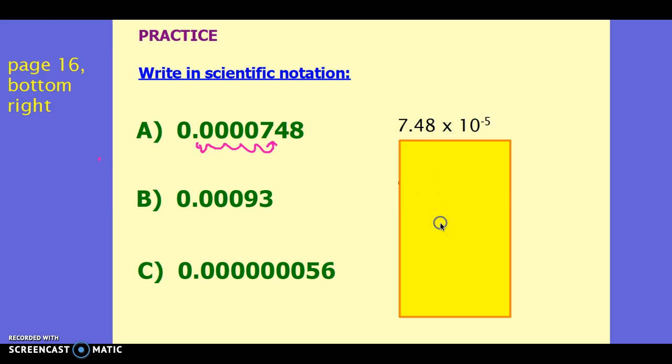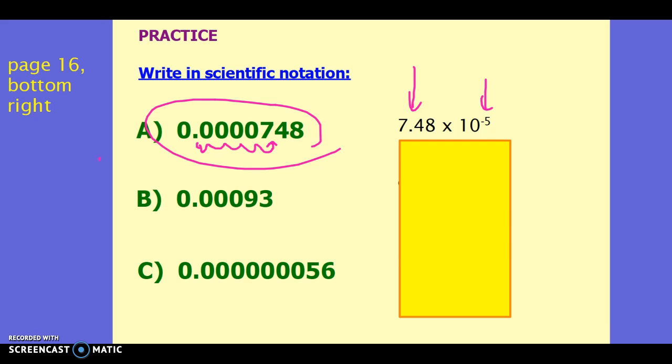This is what the answer would be, 7.48 times 10 to the negative 5. Again, the exponent is negative because my number to begin with over here was less than 1. And we had to move the decimal point 5 places to get to that 7.48. Now you copy down the next 2 and then see if you can change them into scientific notation. Hit pause and then hit play when you are ready.